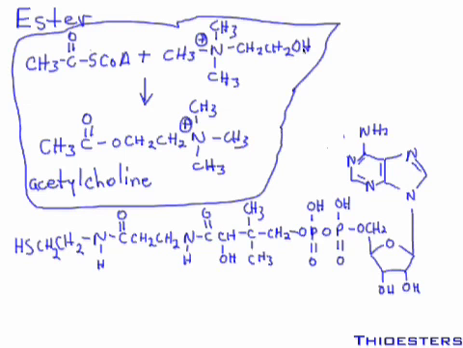So there you have it, the chemistry of esters and thioesters. We finished off the ester functional group. We're going to press on with the next carboxylic acid derivative, next Scribblecast lecture, and that is amines.